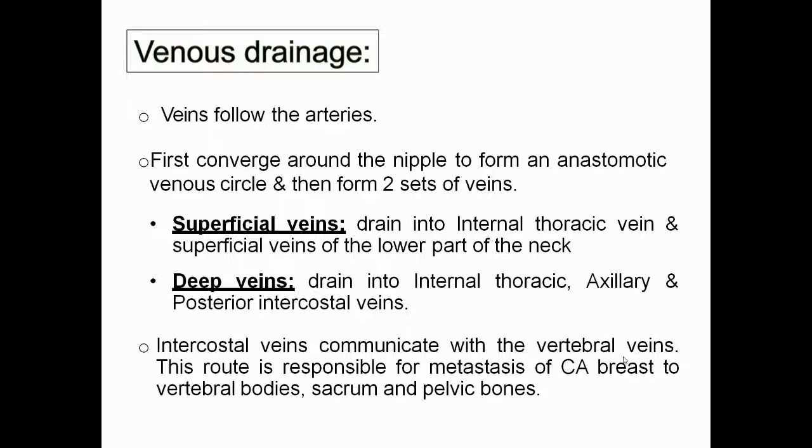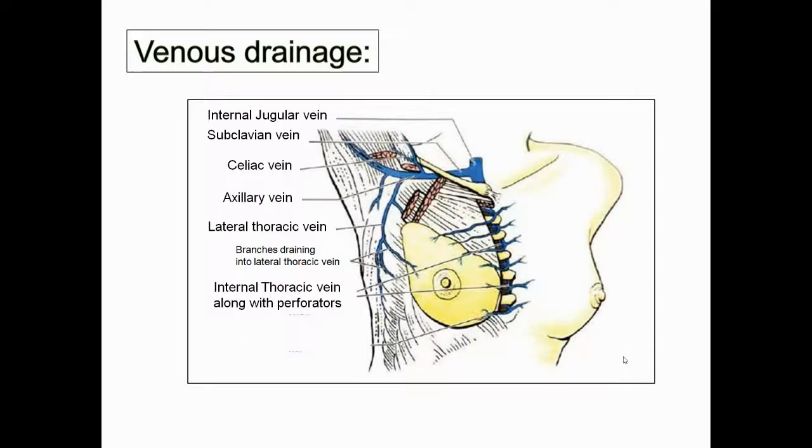Veins follow the arteries. First they converge around the nipple to form an anastomotic venous circle and then form two sets of veins. Superficial veins drain into the internal thoracic vein and superficial veins of the lower part of the neck. Deep veins drain into the internal thoracic, axillary, and posterior thoracic veins. Intercostal veins communicate with the vertebral veins. This route is responsible for metastasis of carcinoma of the breast to the vertebral bodies, sacrum and pelvic bones.